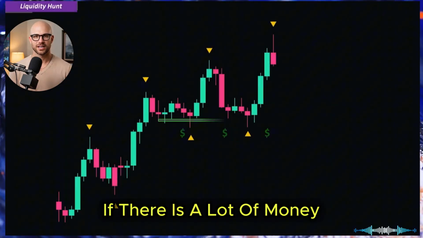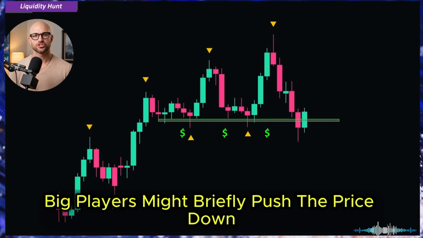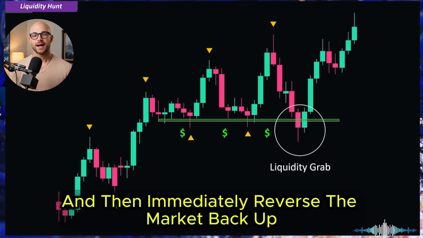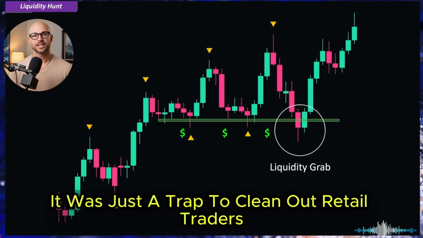The second trap is the liquidity hunt. If there is a lot of money or liquidity sitting just below a swing low, big players might briefly push the price down to grab those stop losses and then immediately reverse the market back up. This wasn't a real trend change, it was just a trap to clean out retail traders.